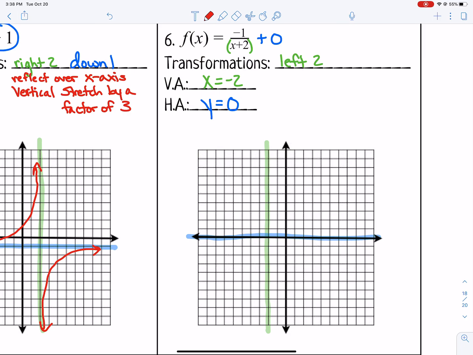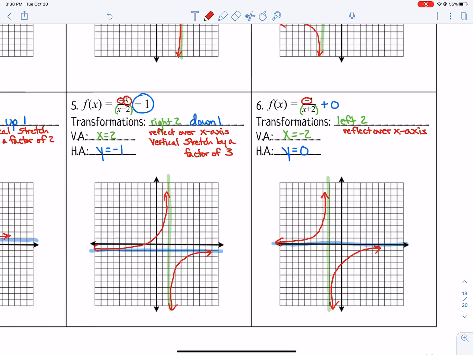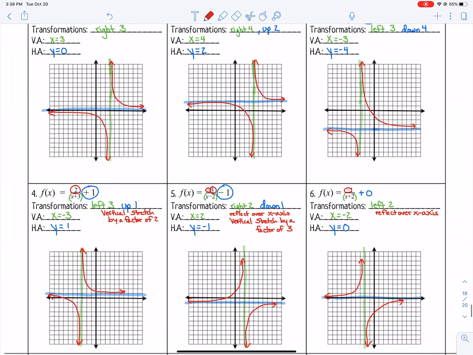And then we have an a value of -1. So that's just going to make it reflect over the x-axis. So that means our branches are going to be in the second quadrant and the fourth quadrant. All right. So that's it for our examples on transformations of rational functions.